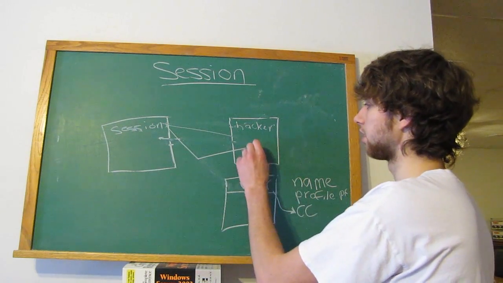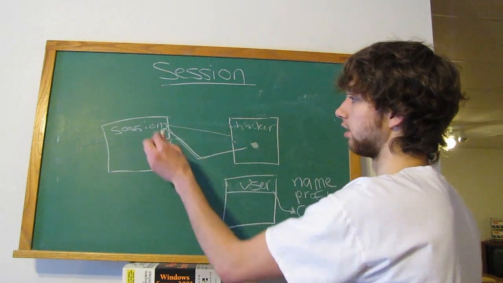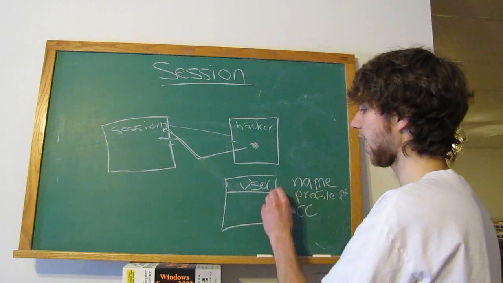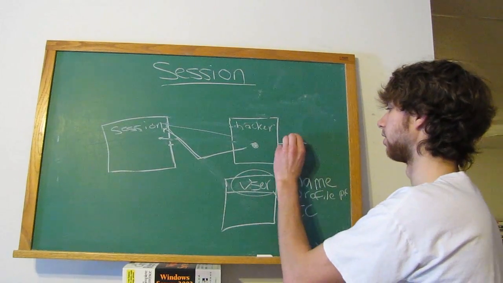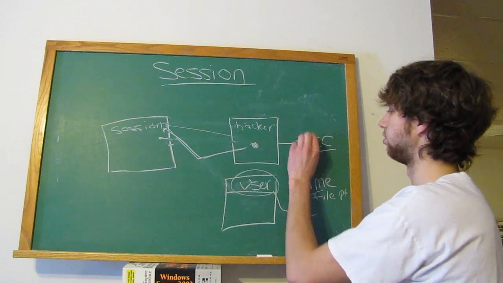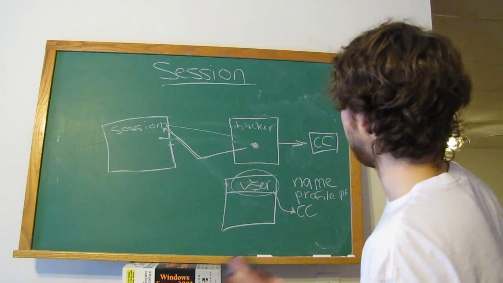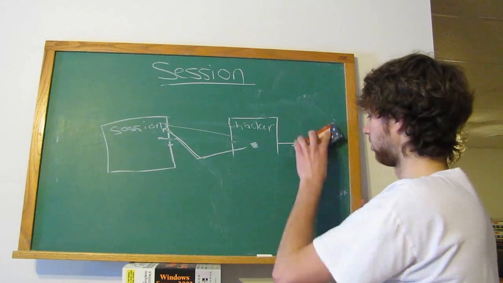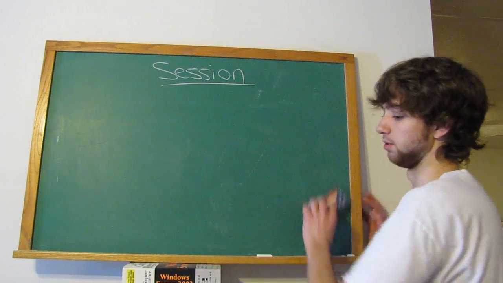But if the hacker gains that session ID, it can request that information from the server as the user, even though it's not the user. And then this hacker gets access to the credit card number. That's an example of stealing a session ID from another user.